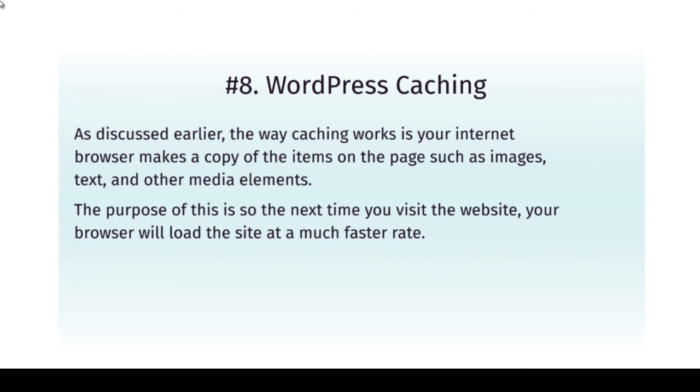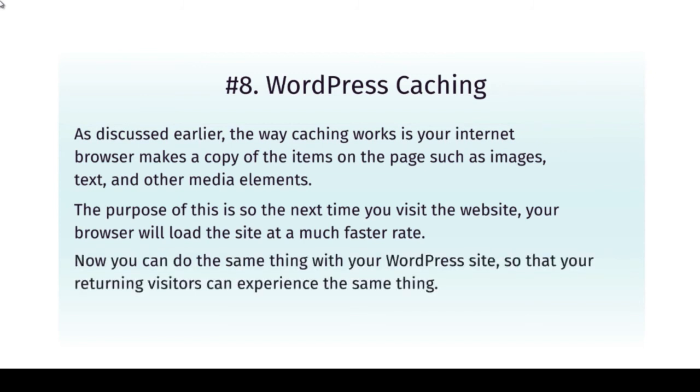As discussed earlier, the way caching works is your internet browser makes a copy of the items on the page, such as images, text, and other media elements. As you can imagine, the purpose of this is that the next time you visit a website, your browser will load the site at a much faster rate. You can do the same thing with your WordPress sites so that your returning visitors can experience the same thing. That way, if they visit it once, your site might load somewhat slowly, but the next time they visit it, the site will load really fast.